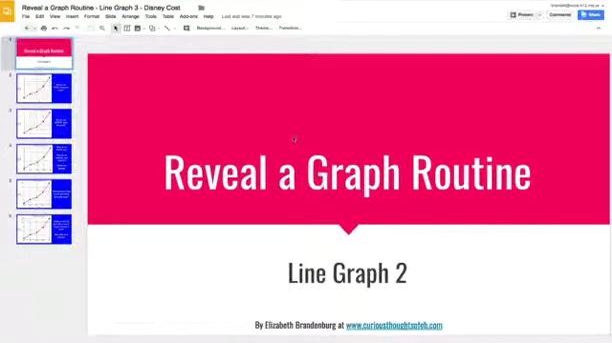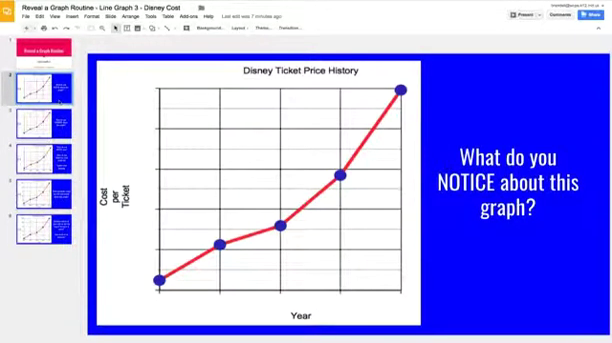Here, for example, on the screen, you'll see an example of a line graph routine. The first screen is just the cover screen. But then you're going to see the first slide always asks students what they notice about the graph. And I've always taken away some sort of information to really get them to look at the data, to look at the labels. So this graph, for example, is about the cost of tickets at Disney.